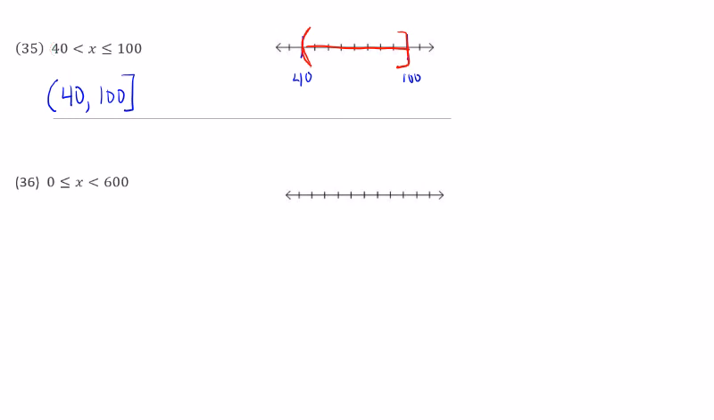So x could be 50 and it would make it true. x could be 41 even. It could be 99. It could actually be 100. Can't be 40 though, right? Because 40 is not less than 40. But 100 is less than or equal to 100. All right, so 36.